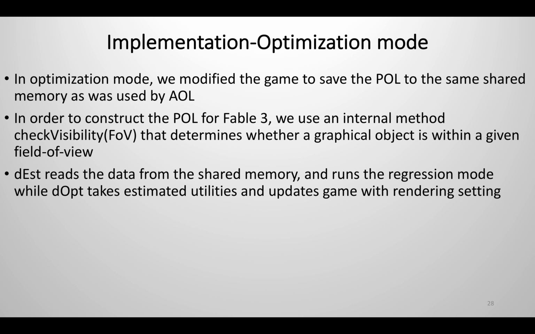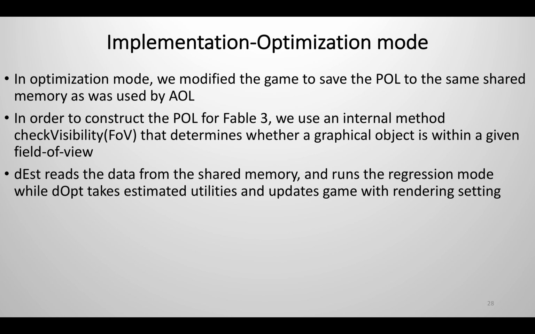DEST reads the data from shared memory and runs the regression model, while DOPT takes estimated utilities and updates the game with rendering settings. Optimization mode is also very essential in enabling higher utility and also helps in updating the game with the best possible rendering setting.